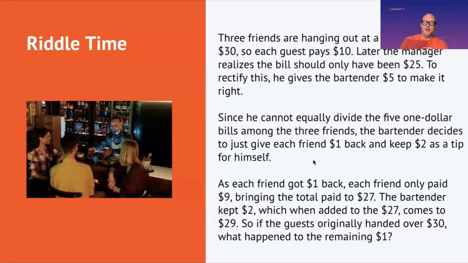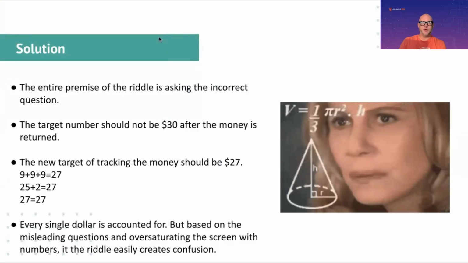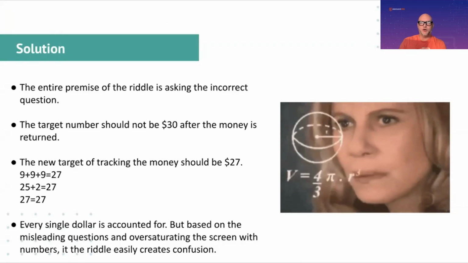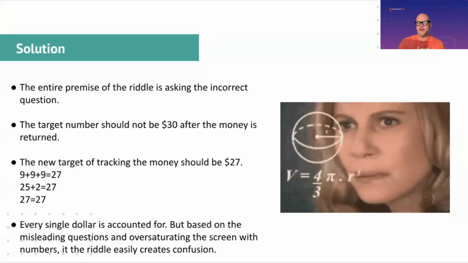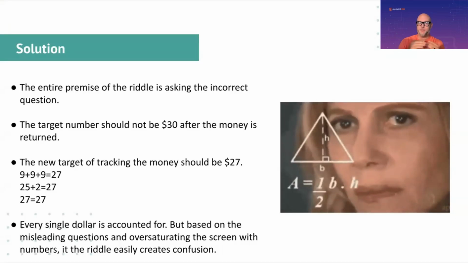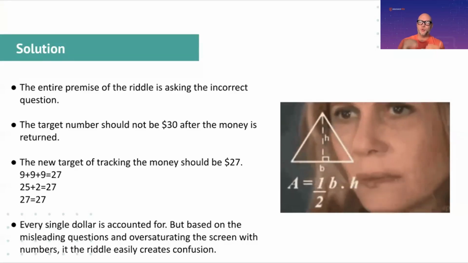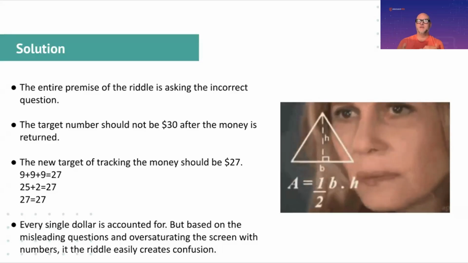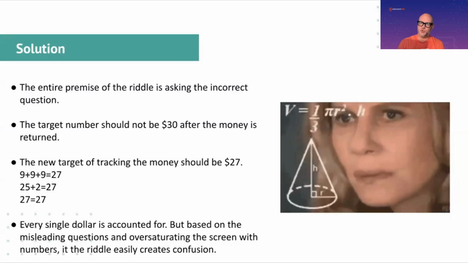Katrina's right. There is no dollar missing. And here's the issue with this riddle: the entire premise of the riddle is asking the wrong question. The target number in the beginning is $30. After the money is returned to them, the new target number is 25. $25 was the bill. So if we start from there, they each paid $9, and that gets us to 27.